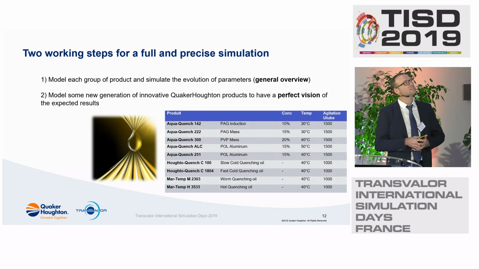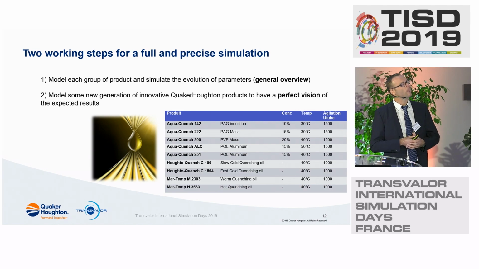So it's based on this information that we have worked with Transvalor in order to model each group of products: polyalkylene glycol, polyvinyl pyrrolidone, oils, low-speed oil, high-speed oil, hot quenching oil. We have simulated the evolution of these parameters to give you a general overview of what could be your heat transfer coefficient depending on what you use.